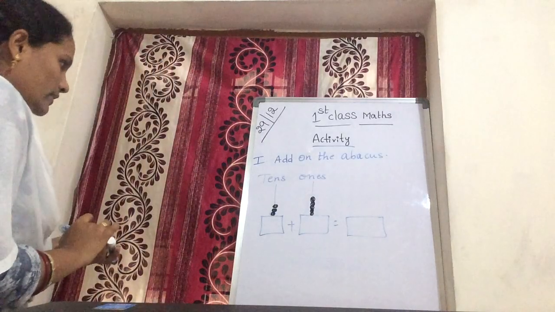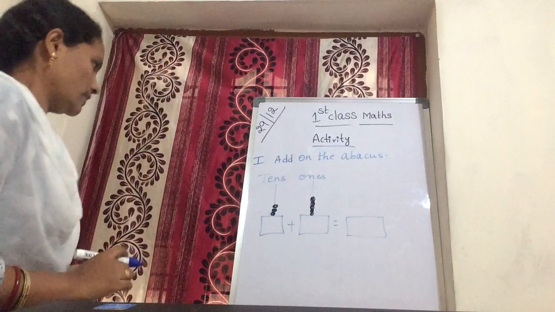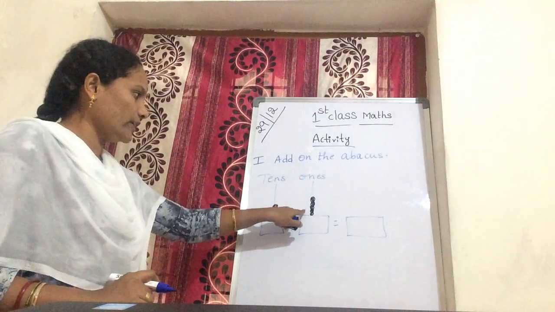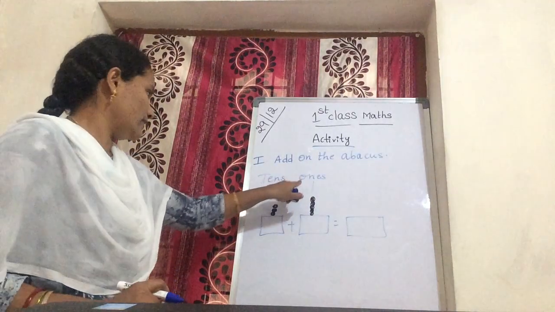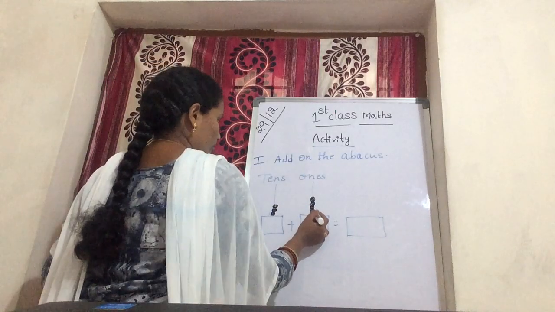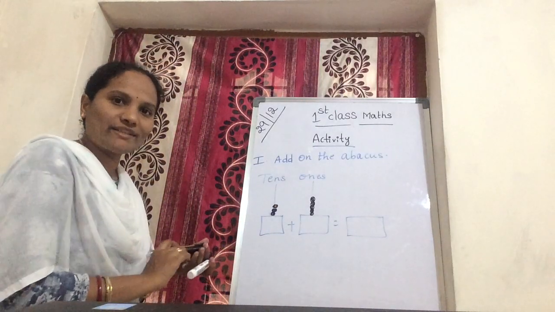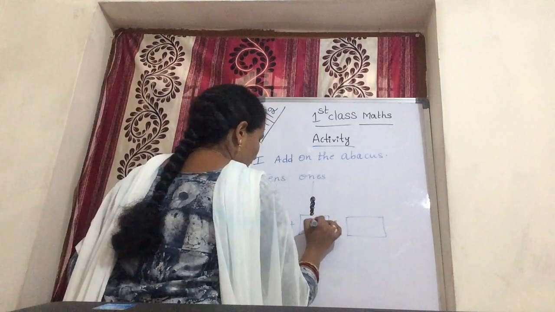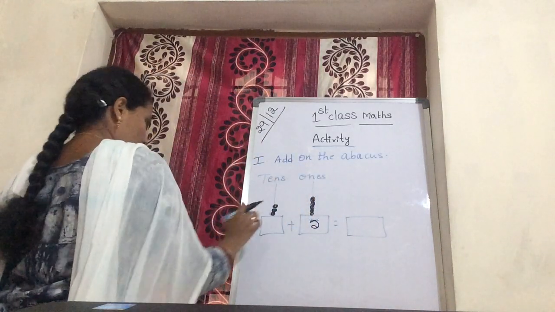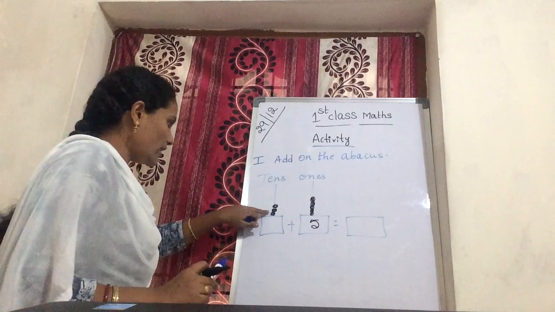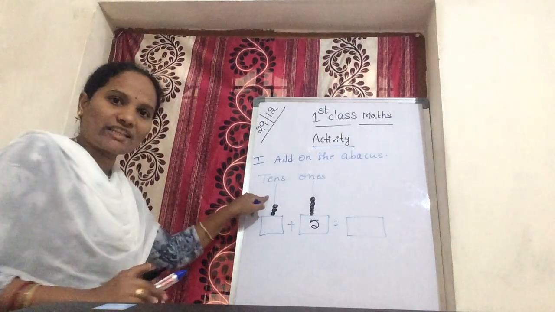Now write it. First, coming from ones. Here count how many beads are there in the ones? 1, 2, 3, 4, 5. In the ones, 5 beads are there. So write in this box 5. Now next one. Here in tens, how many beads are there? 1, 2, 3. So 3 beads.